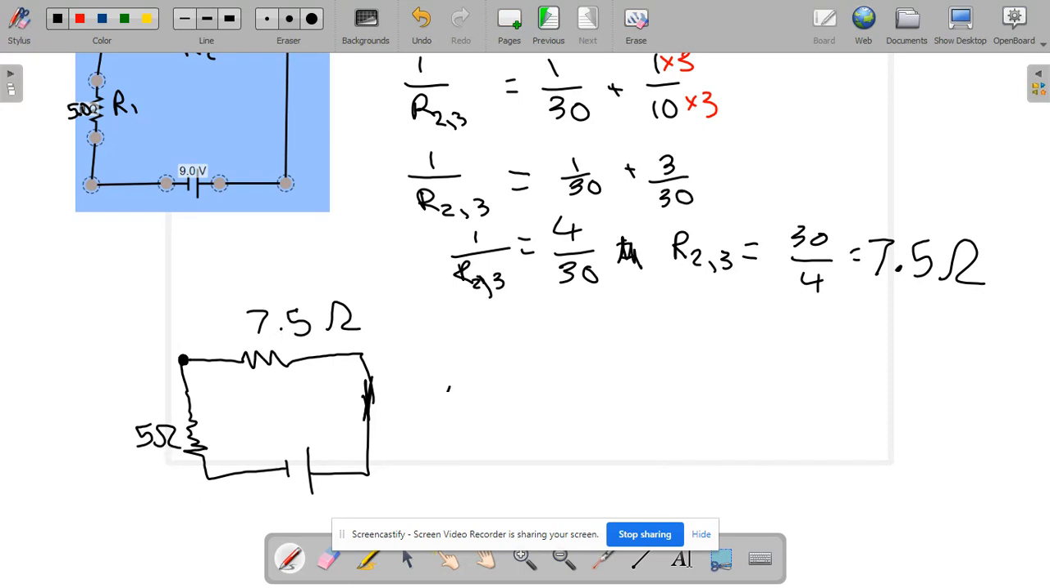So now to find the total resistance, we just say RT is equal to 5 plus 7.5, and that will be equal to 12.5 ohms.